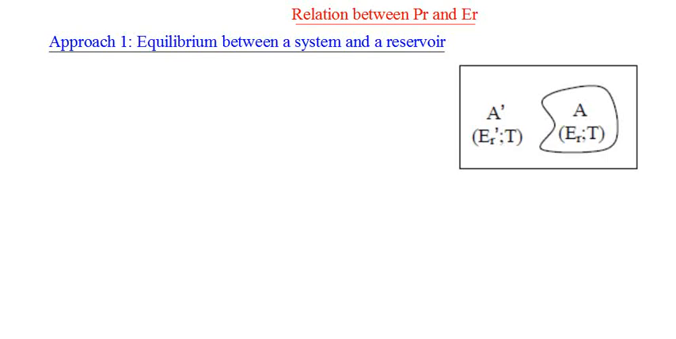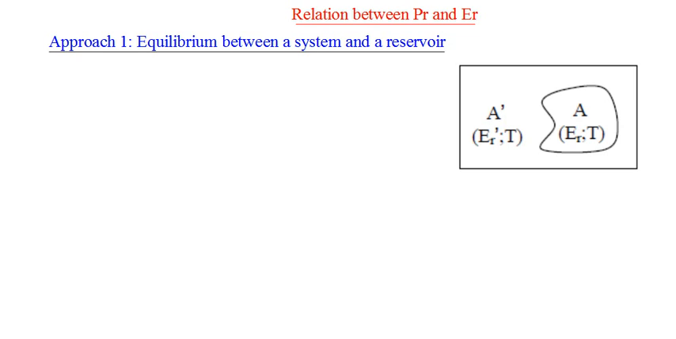So welcome back. In the very first lecture of this module, we have been introducing the method of canonical ensemble formalism, and we have seen that the fundamental aim in canonical ensemble formalism is to find out a relation between the probability PR that a system is found in a particular microstate or eigenstate with energy ER.